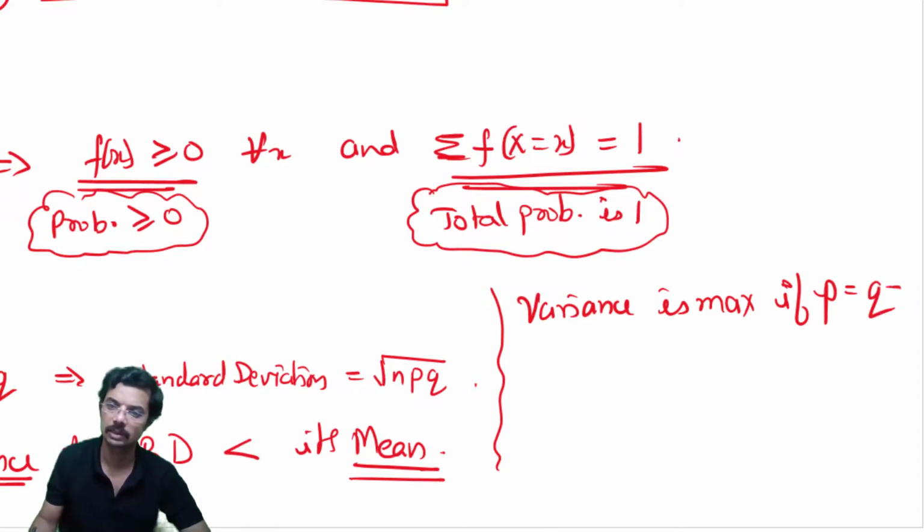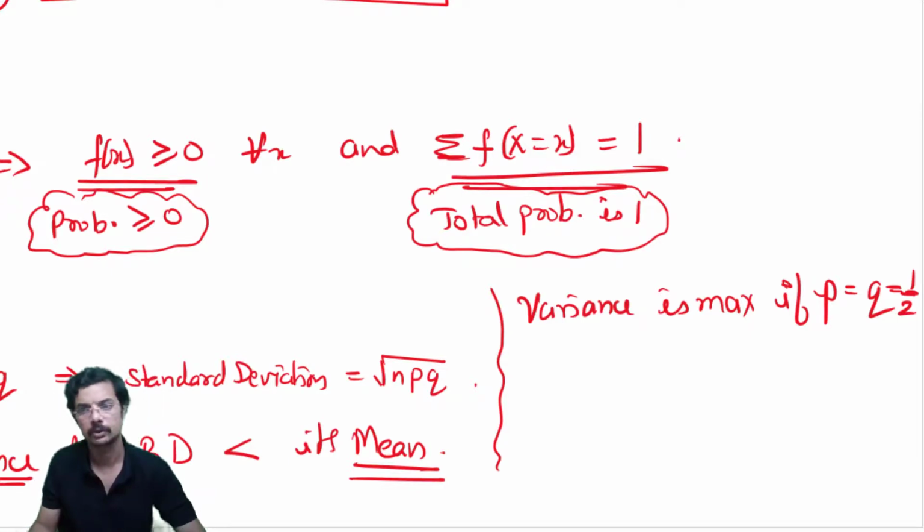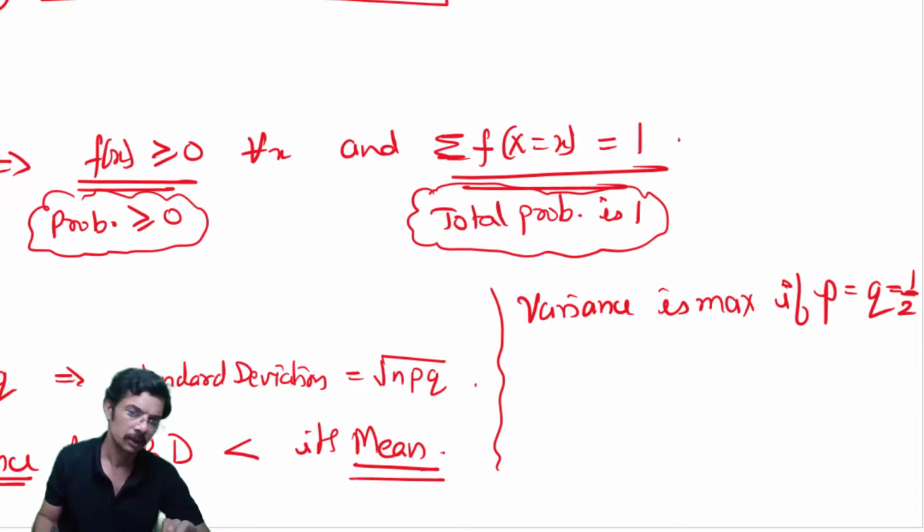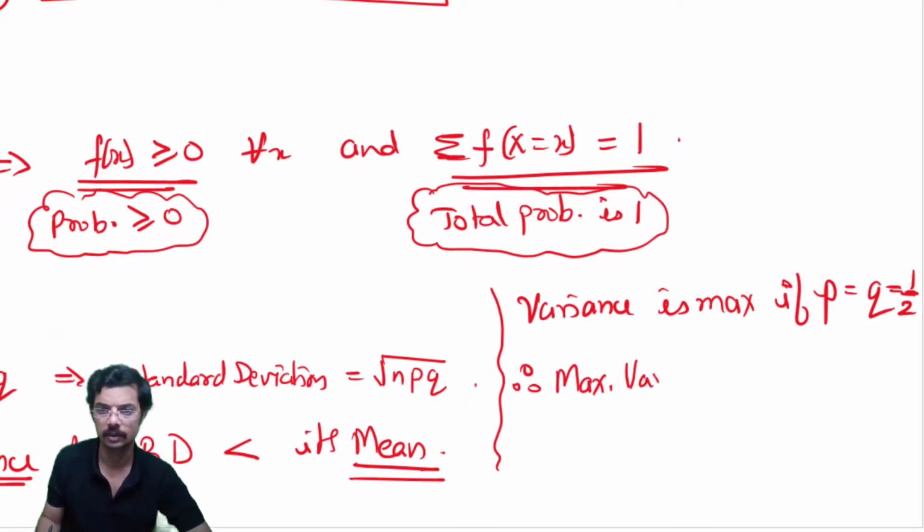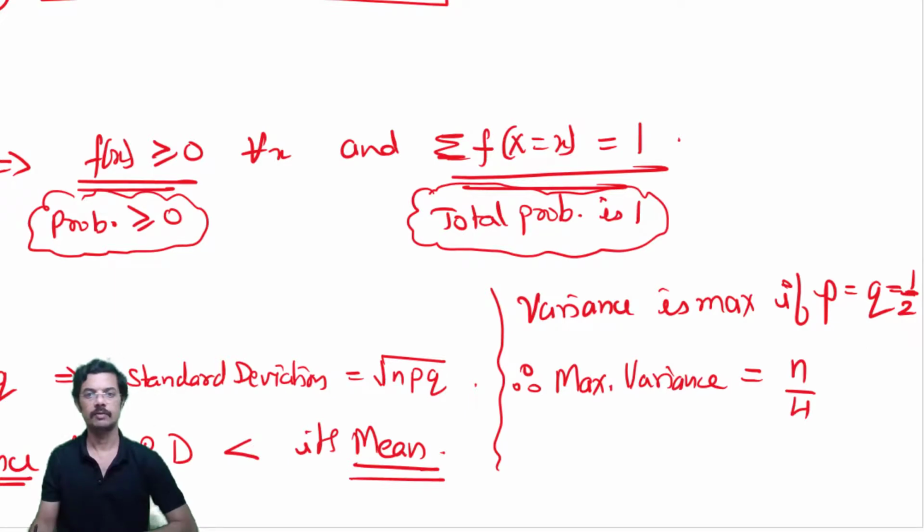Obviously it will be equal to 1 by 2, because when both of them are equal, it will be 1 minus 1 by 2, which is 1 by 2. So when p and q are equal to 1 by 2, the variance will be maximum, and the maximum variance will be equal to n by 4. This is a very important point. Maximum variance will be n by 4.